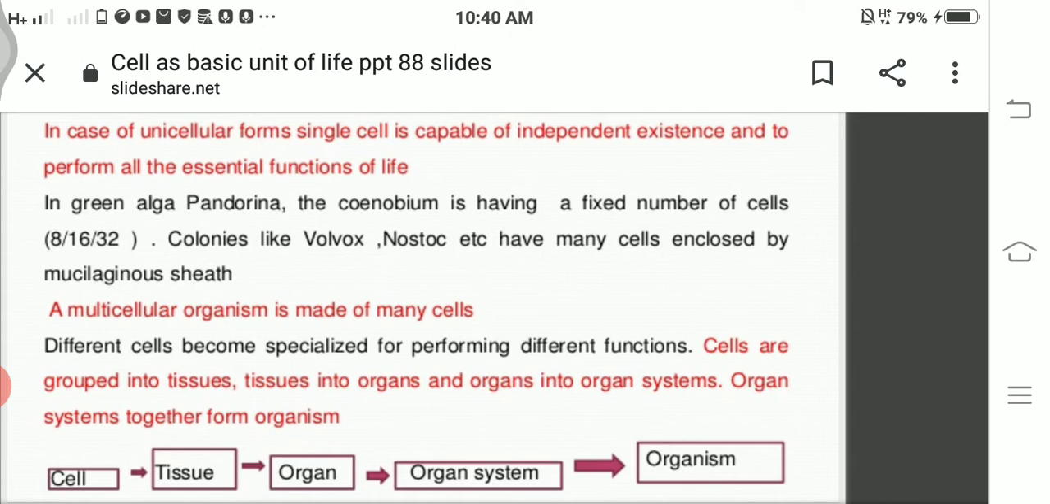We have already learned this till class 8. Different cells perform different functions. Cells come together and form a tissue. Tissues come together and form an organ. Organs come together and give us an organ system. And organ systems together give us the organism, that means the human body. So which is the most basic structure? It is a cell.